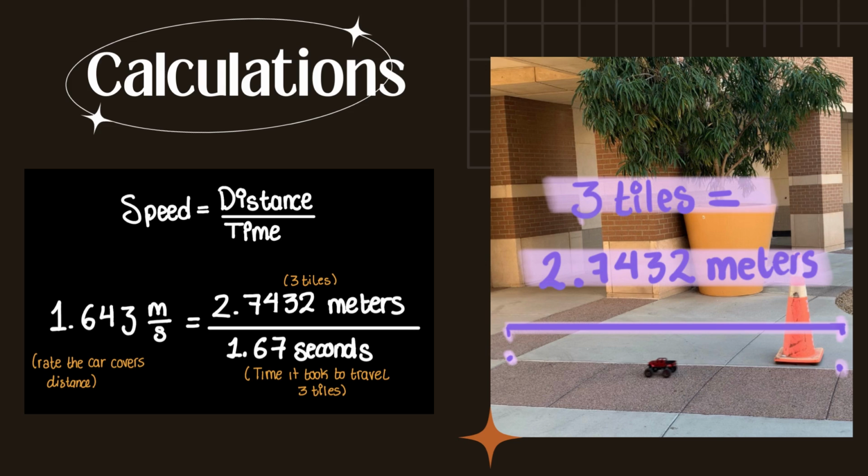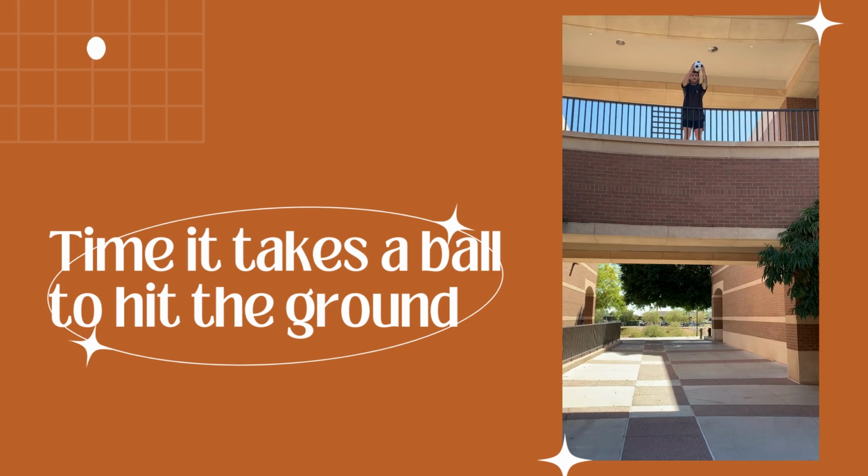Here, we show our calculations to determine the car speed. The three tiles measure 2.74 meters. This was divided by the time, which is 1.67 seconds, giving us a speed of 1.6 meters per second. Go!